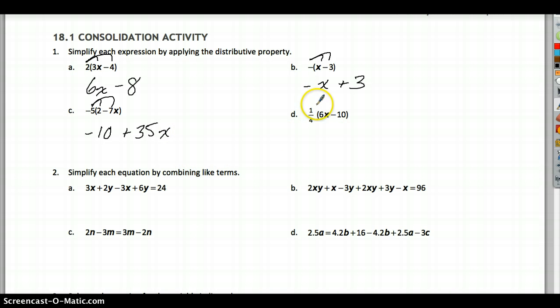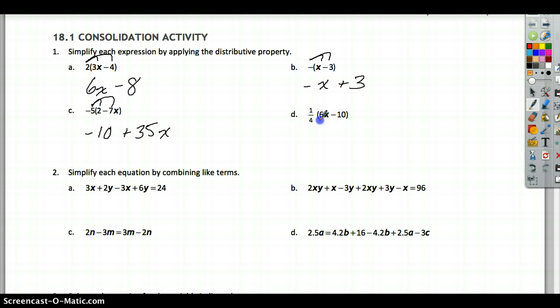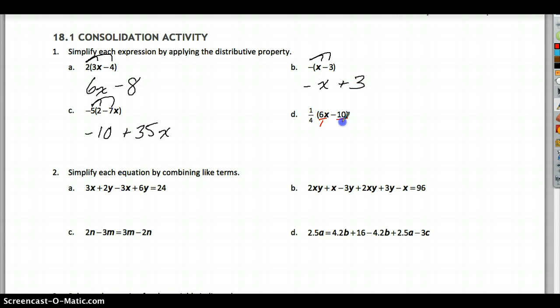And then I've got 1/4, and that could be a tricky one. But we'll treat it kind of the same way we would multiply fractions. Now, 6x and 10, those aren't really fractions. They're just hidden fractions like we talked about before. You could write any number as a fraction. So this would be like 6 over 1, and that would be 10 over 1.